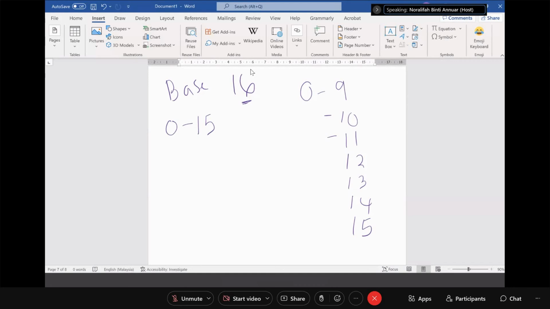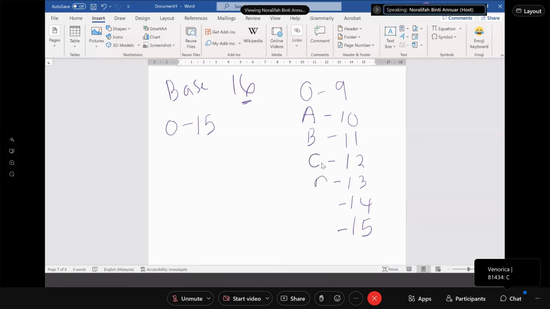So the value of 10 will be represented by letter A. Lepas B apa? Anyone? C, lepas C, D, E kan. Ni semua tahu lah. This is how you represent in hexadecimal.